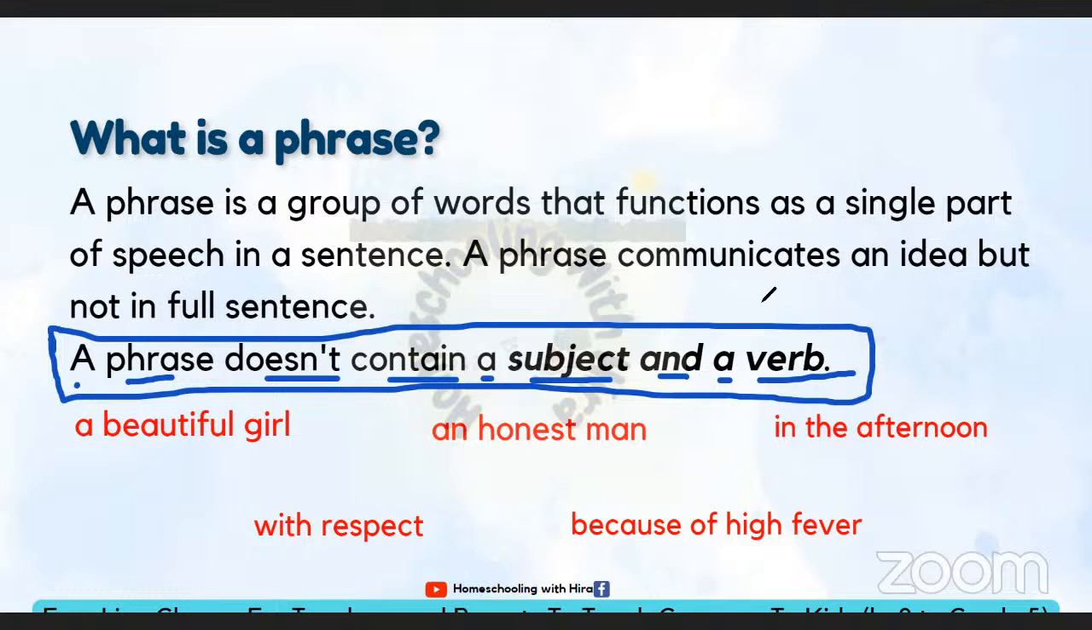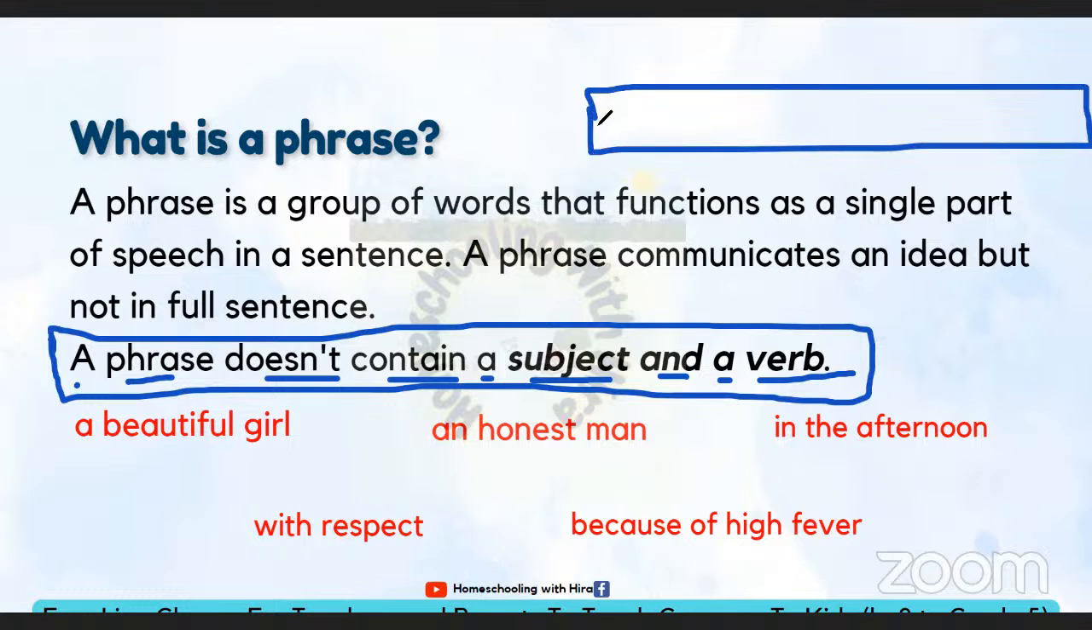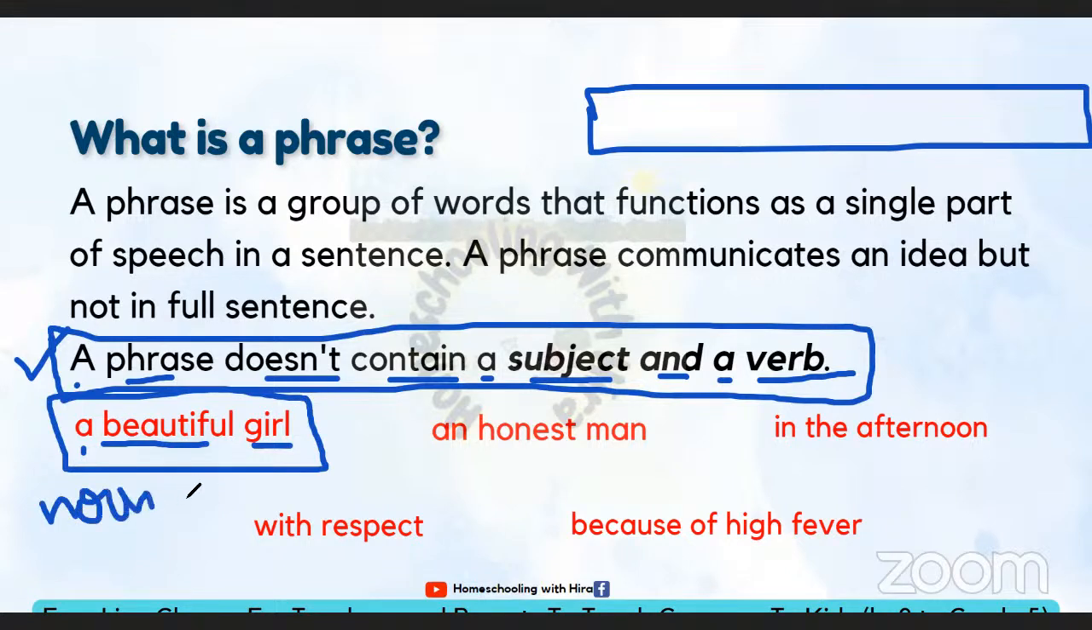Because if you have a subject and a verb in a group of words, you will make a complete sentence kind of thing, right? So isko yaad rakhna hai. This is the most important thing about phrase. Now, here are some examples. A beautiful girl. Altogether, these 3 words are making a noun phrase because girl is a noun and the modifier, determiner a and beautiful both are giving us information about girl. So we will call it a noun phrase, right?